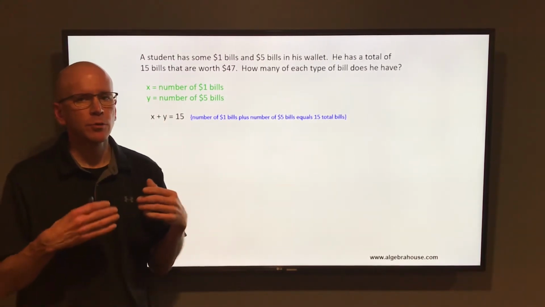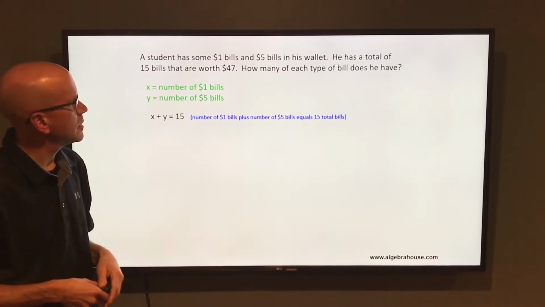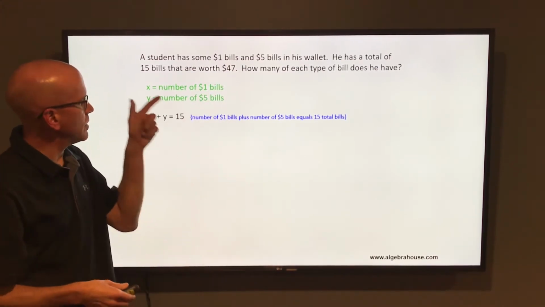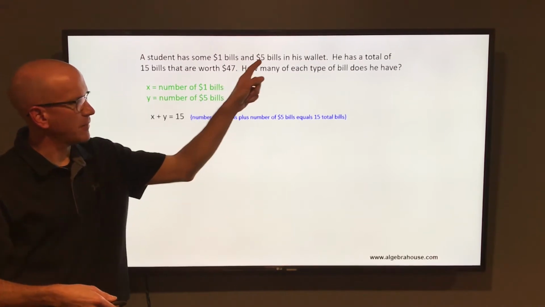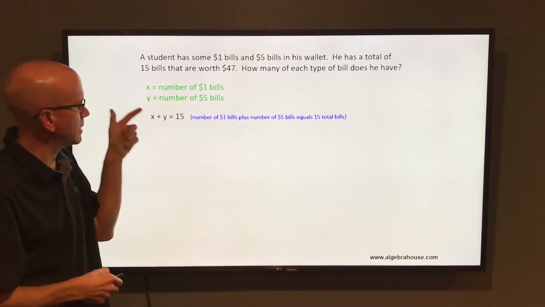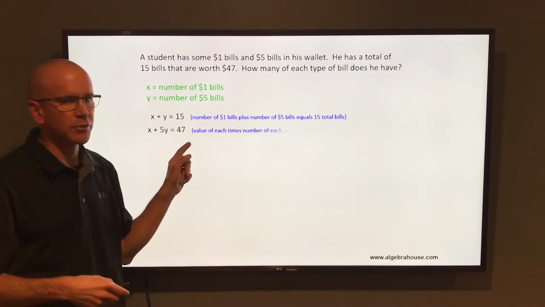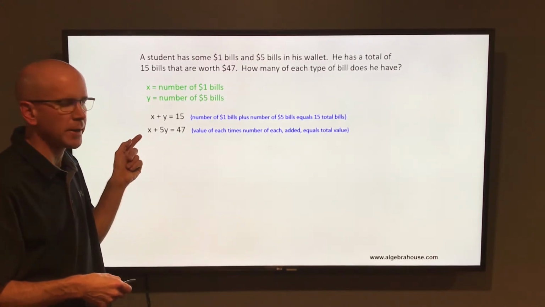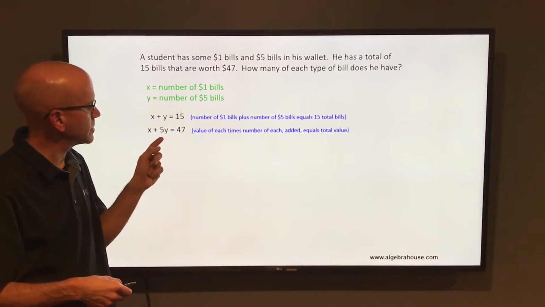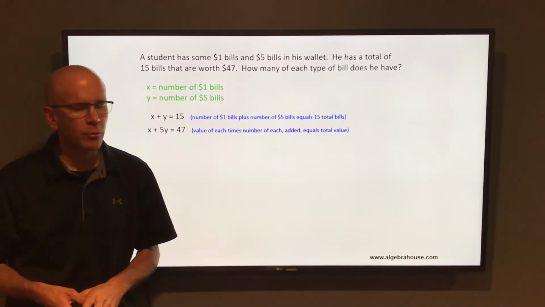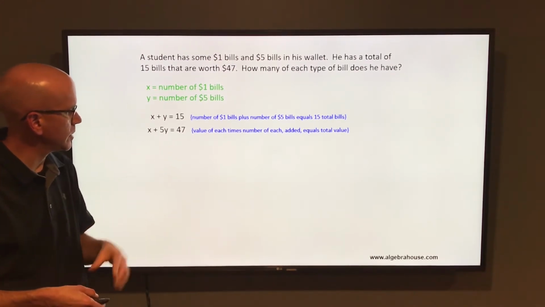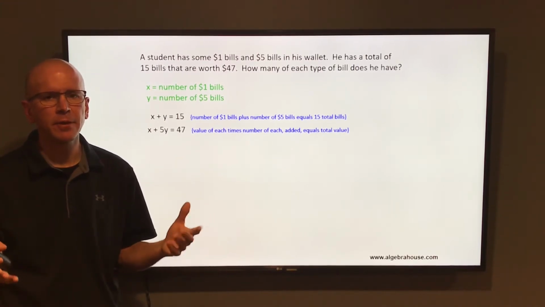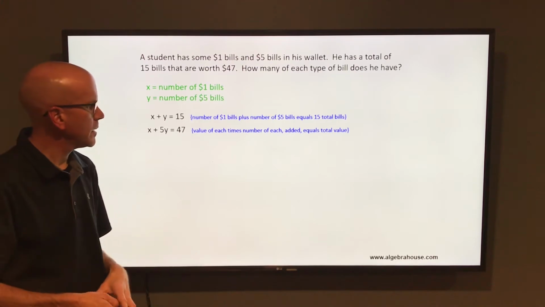And then if you include the dollar value, a $1 bill, of course, is worth $1, so it would be 1 times X. A $5 bill is worth $5, 5 times Y. That's going to be equal to that total that he has, $47. So it's 1 times X plus 5 times Y. That equals 47. So there you have a system of two equations. You can easily solve that system using either the substitution method or the elimination method. It would be your choice.